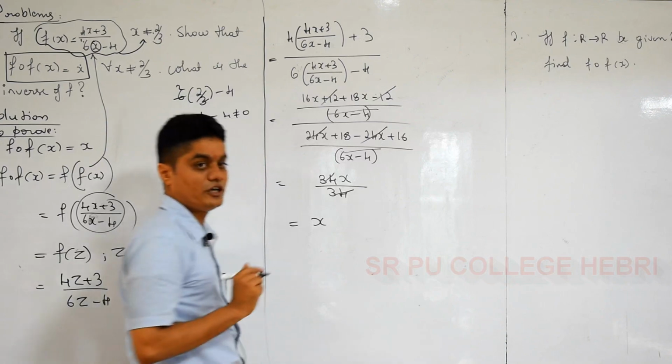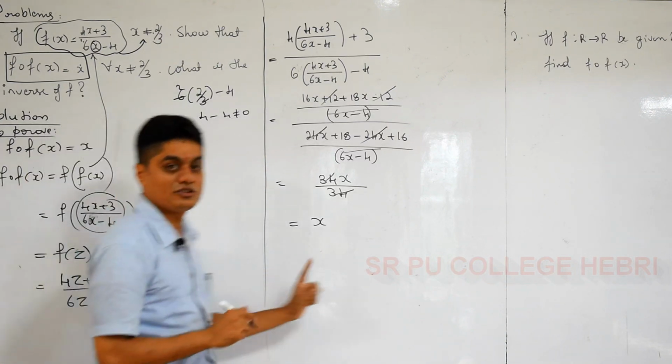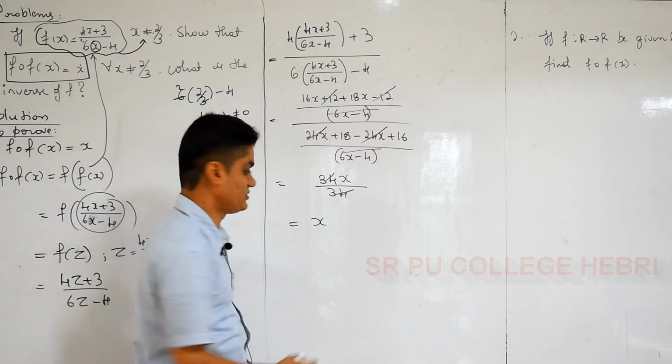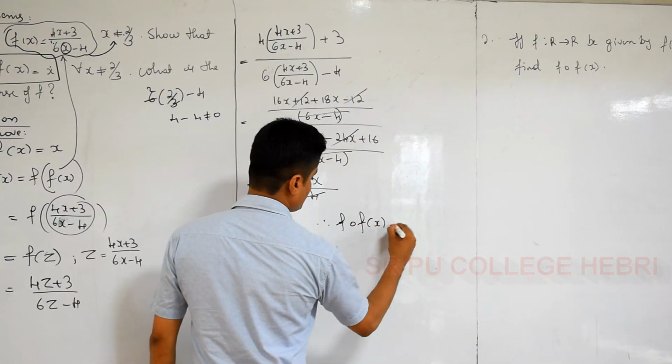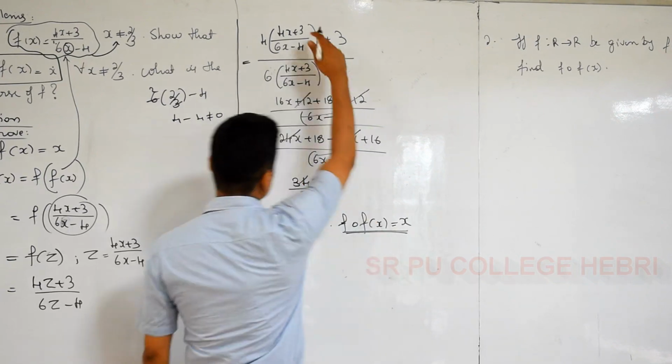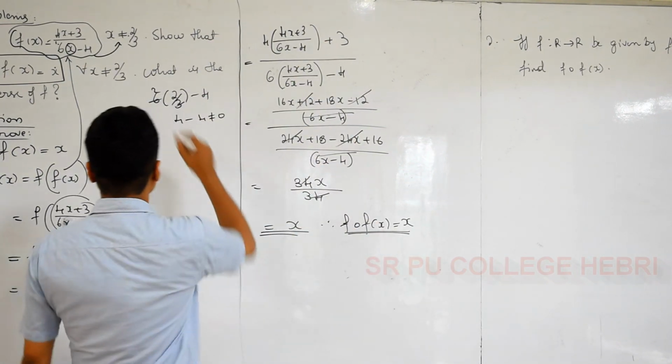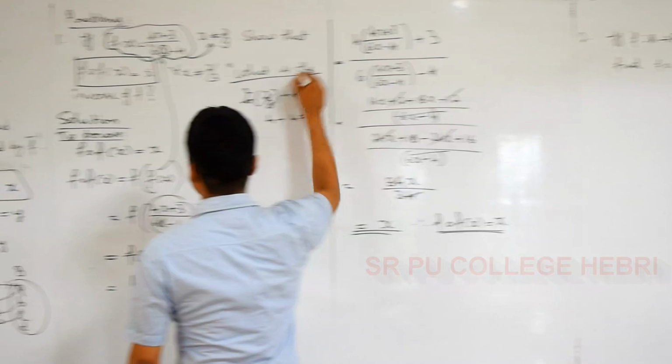Then what do we have to prove? We have to prove f of x equal to x. What did we get? Yes, x only. So we proved that f of x is equal to x. One part is over. Understood? Simplification. Very good. Shall I ask another question? What is the inverse of f?